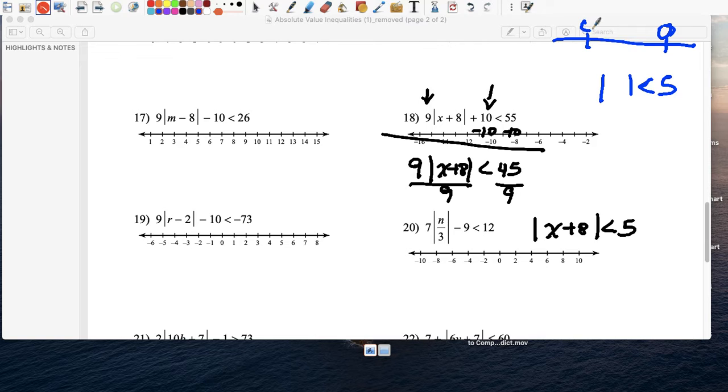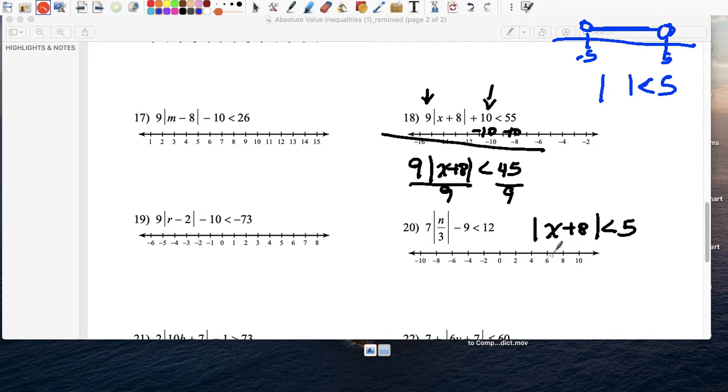Right? I can even draw it. I want the absolute value of numbers that are going to be less than 5. So it's going to be anything between these two numbers. That's the absolute value of negative 4, negative 3, 4, 3, 2, 1, 0, negative 1, negative 2, negative 3, negative 4, up to, but not including, negative 5. These will make this inequality true. That's what I want you to understand.